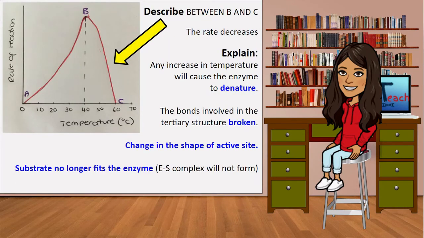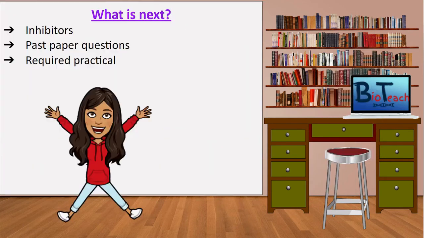And then lastly, we look at the describe and the explain between B and C. The rate here is decreasing, and that is enough for the describe part of the question. For the explanation, we have to say that the increase in the temperature causes the enzyme to denature and the bonds are broken in the tertiary structure. We can say that there is a change in the shape of the active site, and because the substrate no longer fits the active site, the enzyme substrate complexes will not form, and that's what causes the rate of reaction to drop. I hope that's nice and clear for you.